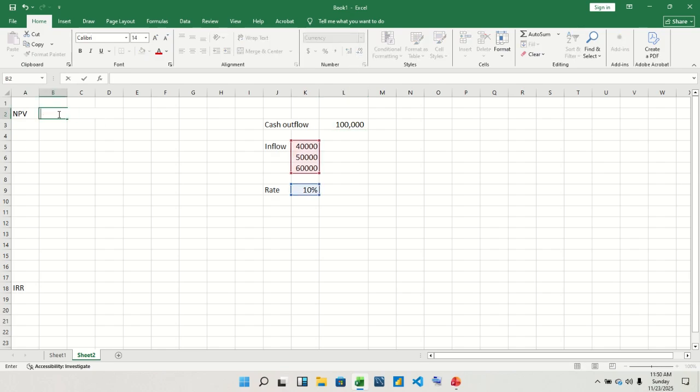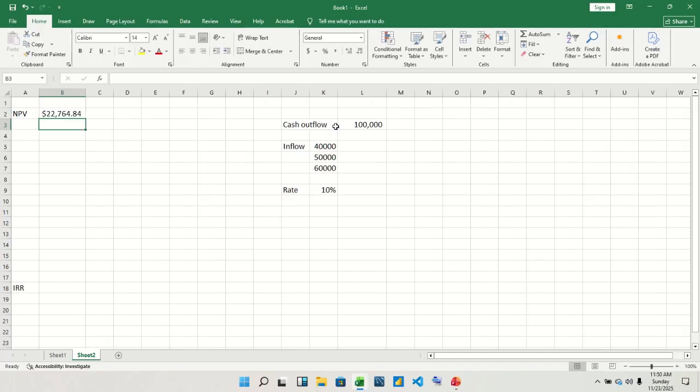So let's redo the NPV now again. We say equals to NPV, we select the NPV. After selecting the NPV, we select the rate, we put comma, then we select all the inflow first. After selecting all the inflow, we close the parentheses and then we add this outflow. So we say plus the 100,000. So this 100,000 is also in negative because it's outflow. So you first of all put comma before you add it, then you hit enter. So it tells you that the NPV is 22,000.